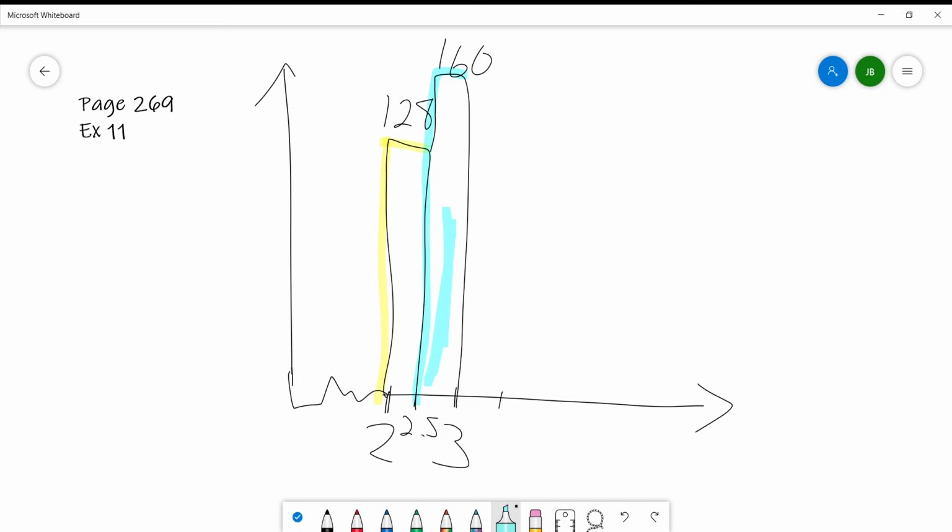So example 11 says, what's the relative frequency of students whose GPA is at least 3? So greater than or equal to 3. Give your answer as a fraction.